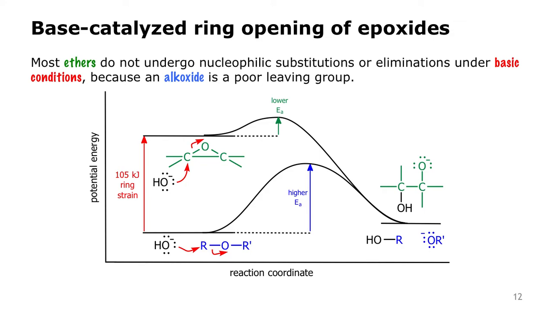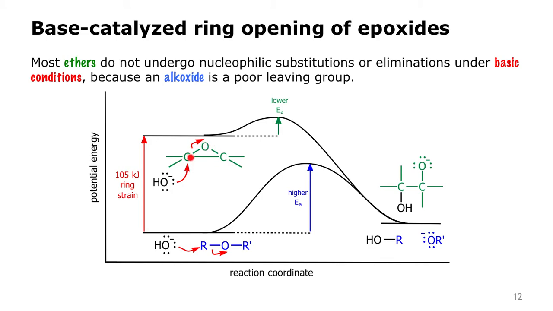It turns out you can also open epoxides under basic conditions. What's interesting about this reaction is that it does not occur with normal ethers. Normal ethers don't undergo nucleophilic cleavage, so we can't use hydroxide, for instance, to break apart a normal ether. The reason is that there's no net energy gain. You're basically trading an unstable anion for a different unstable anion, and they also tend to have rather high energy barriers to overcome.